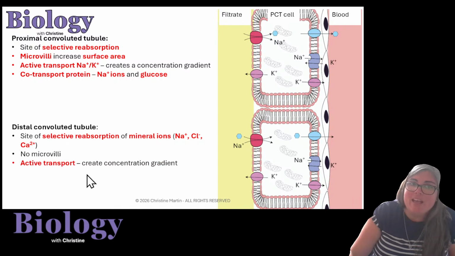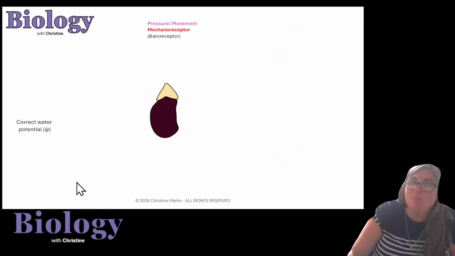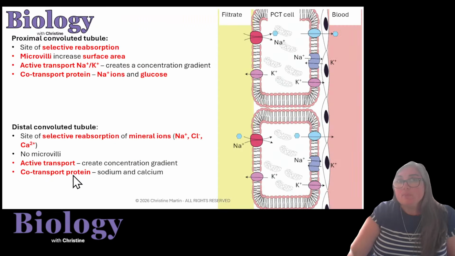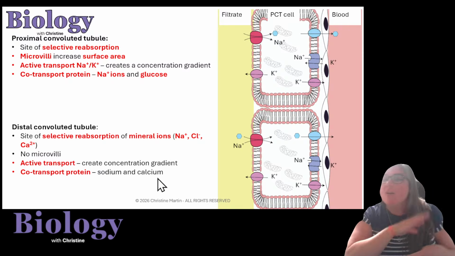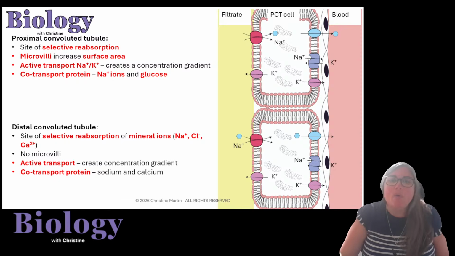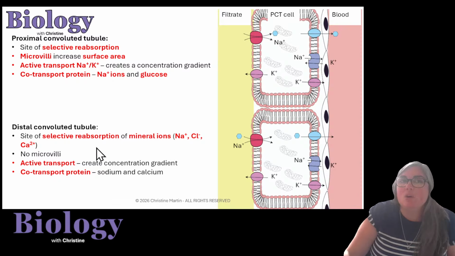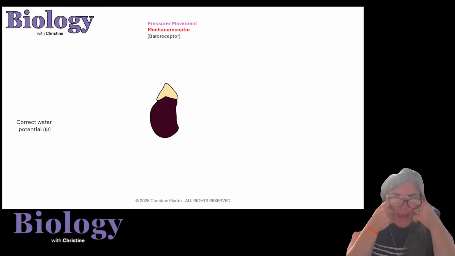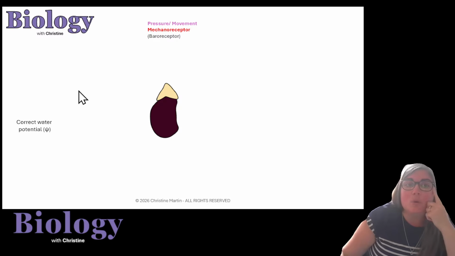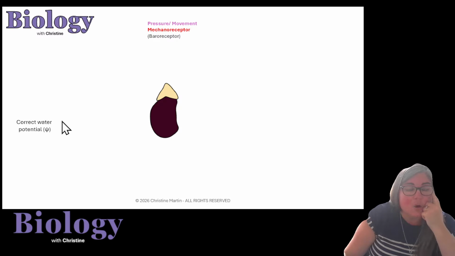We would be saying active transport, co-transport protein, and therefore because it's co-transport, this time it's sodium and calcium. They can decide what they're going to give you as the example for the distal convoluted tubule. I don't know why, but I feel that they may bring in aldosterone and they may bring in the control of water with the hormonal side of things.